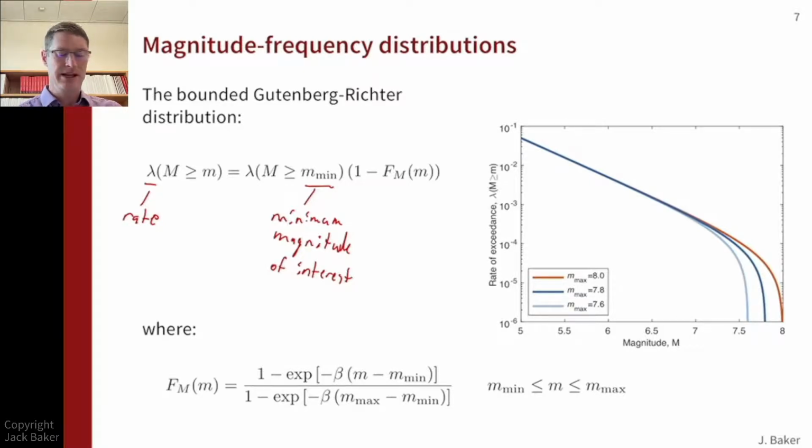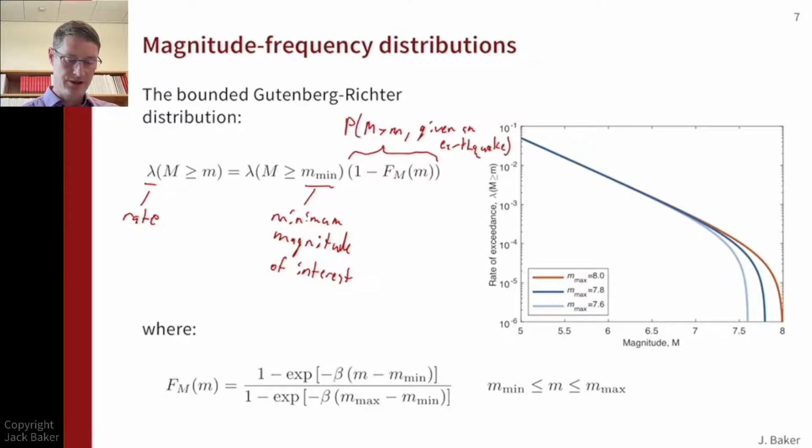We want to know how often we see minimum magnitude earthquakes or larger. That's the first term in the product. The second term in this product is the probability that the magnitude is bigger than some value, given an earthquake. So the first term on the right-hand side of the equation is how often do we see earthquakes, and the second term is, given an earthquake, what's the probability that it exceeds some m value of interest?